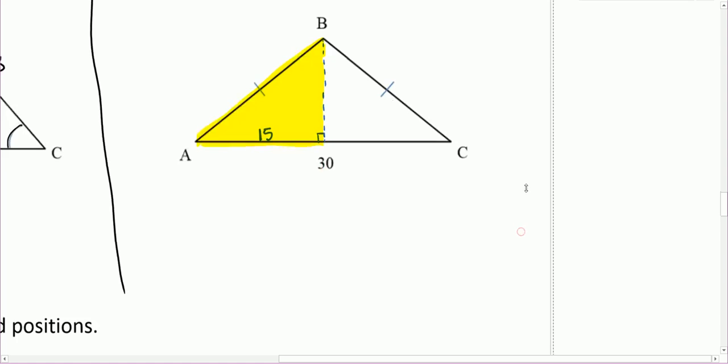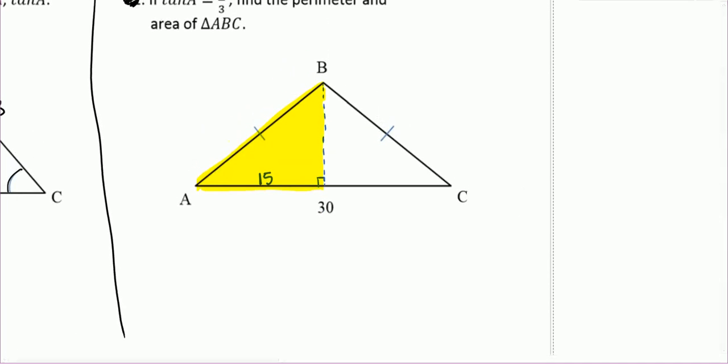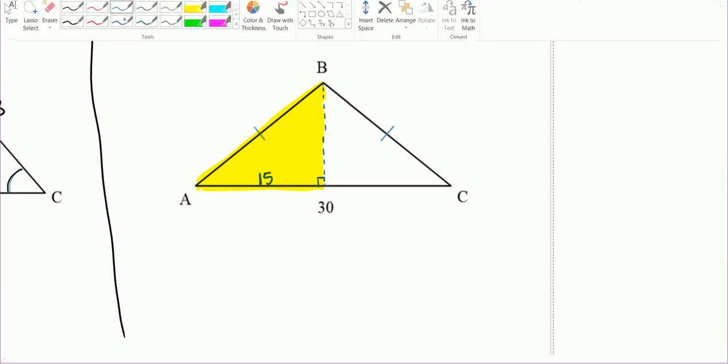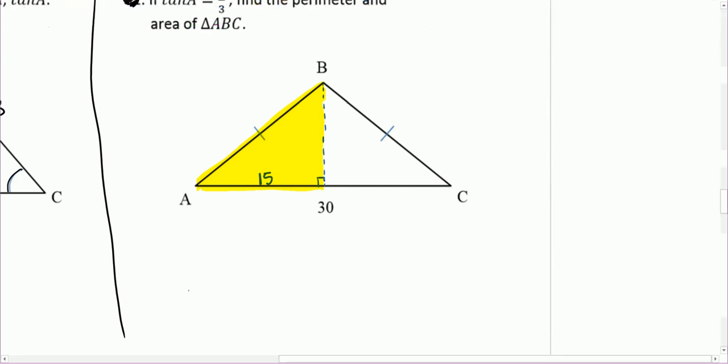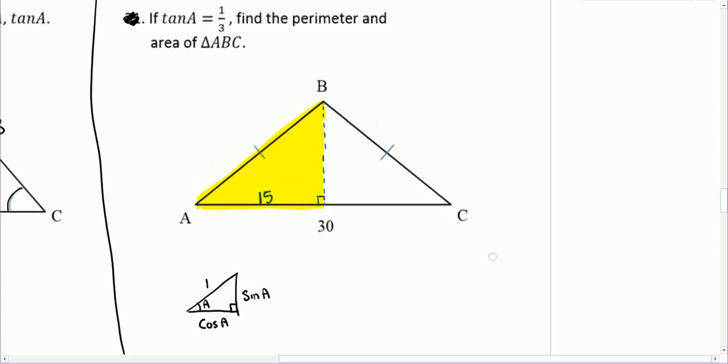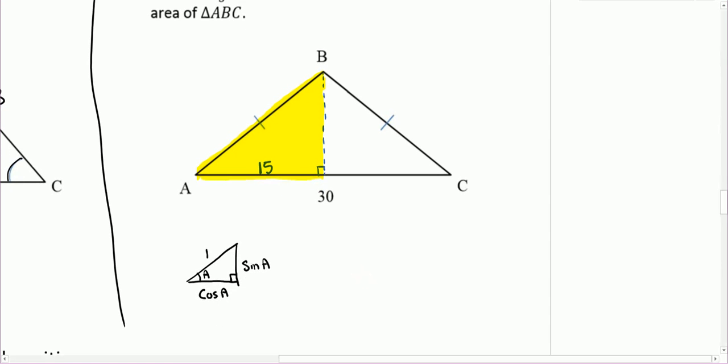Now here's what we understand. If we scale this triangle down and draw one that's similar to it, a right triangle with a hypotenuse of 1, same angle A, they're similar. We know this is the sine of A. This is the cosine of A. Okay. And we know that the tangent of A is 1/3. So the ratio of side lengths, the sine A over cosine A, is 1/3.